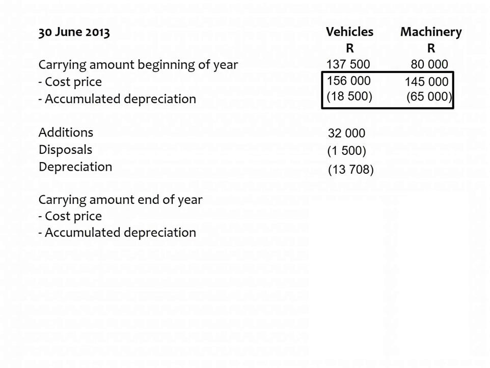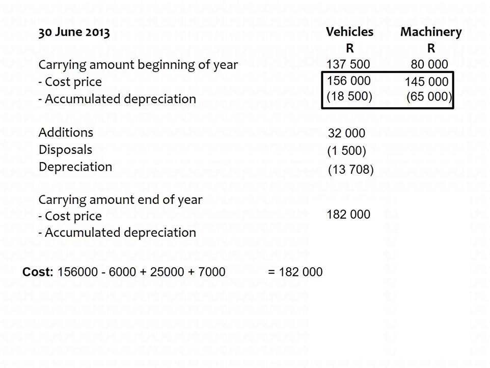What's left is to calculate our carrying amount at the end of the year. The cost price is our beginning cost price of 156,000 less our disposed cost price. If you remember, that's the cost price of the tires that we replaced, plus the cost of the canopy and the cost of the new tires that we got. This gives us a cost of 182,000. We also need to calculate the accumulated depreciation.